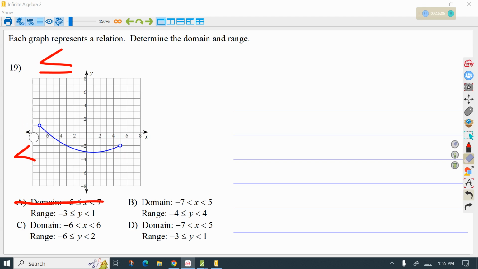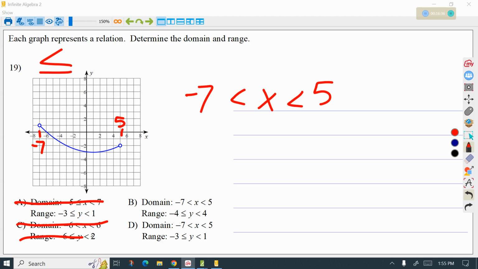So let's go look at the picture, all right? This number right here is positive 5, and this one right here is negative 7. So what's happening there? Okay, this is telling me that my domain would be values that are less than 5, but are greater than negative 7. Okay, do you guys see any of those up here? Is there more than one possibility that looks like that? Well, it can't be C. So again, it's between B or D.